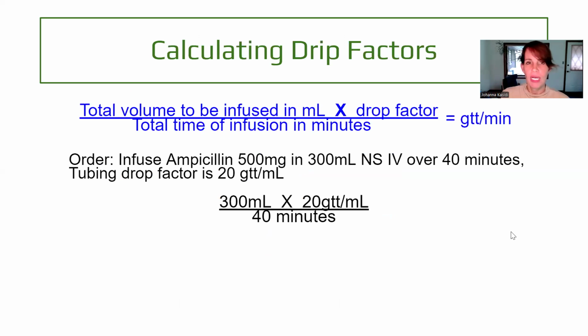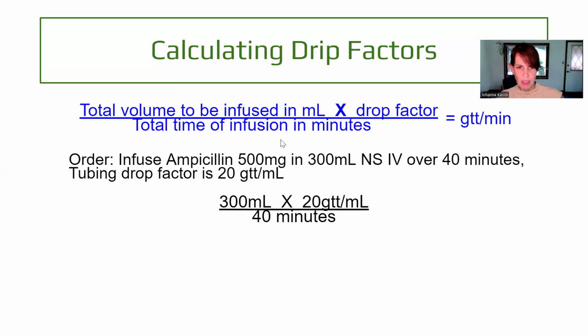All right, so this is drip factors. This is just a formula that you have to memorize. It's the total volume that you're going to be infusing in milliliters. Remember, IVs are milliliters. You're going to multiply that by the drop factor, and you'll be given both of these numbers, and you're going to divide that by the total time of infusion in minutes, and that's going to give you the drips per minute.